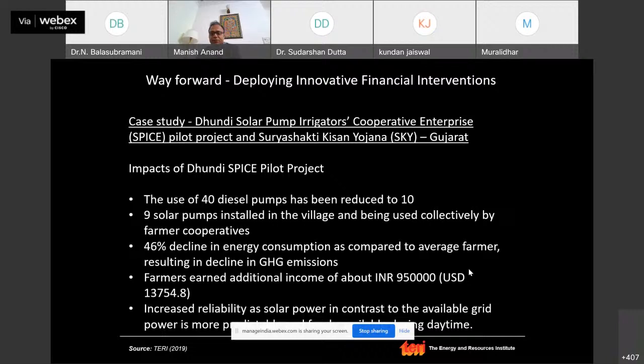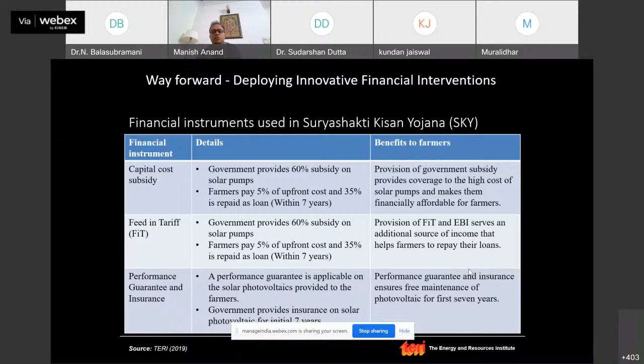To encourage efficient utilization of resources, SPICE included a provision for a bonus for producing green energy and conserving water. So these kinds of bonuses resulted in climate smart groundwater irrigation. Also, the pilot was successful and led to a decline in energy consumption. As you can see from the statistics here, there was a 46% decline in energy consumption.